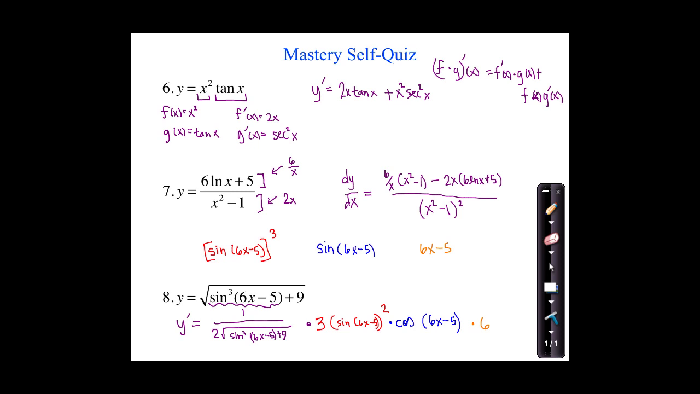This is thinking from the outside in: there's a square root function. It's a square root of a cubed sine function that was of a linear 6x minus 5. So it was 1, 2, 3, 4 levels of chain rule, I guess you'd say there. Function stacked on function in that sense. This is not easy.